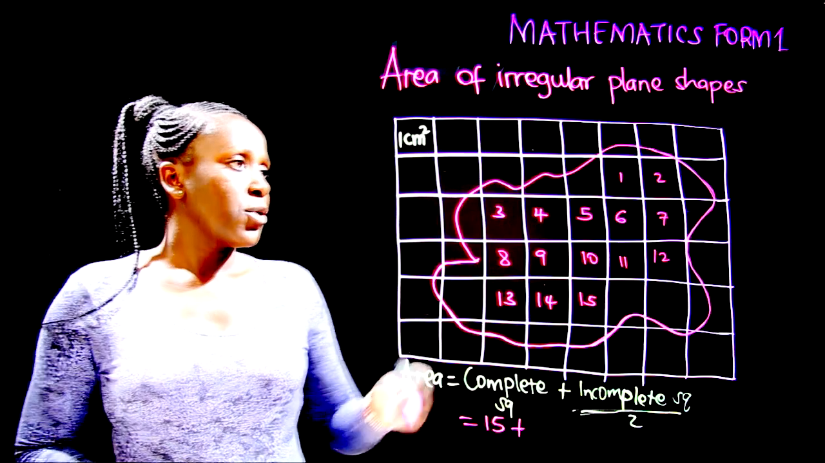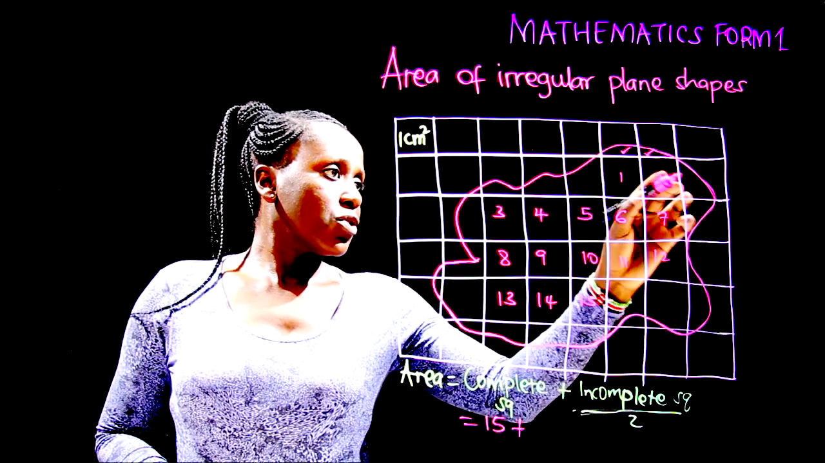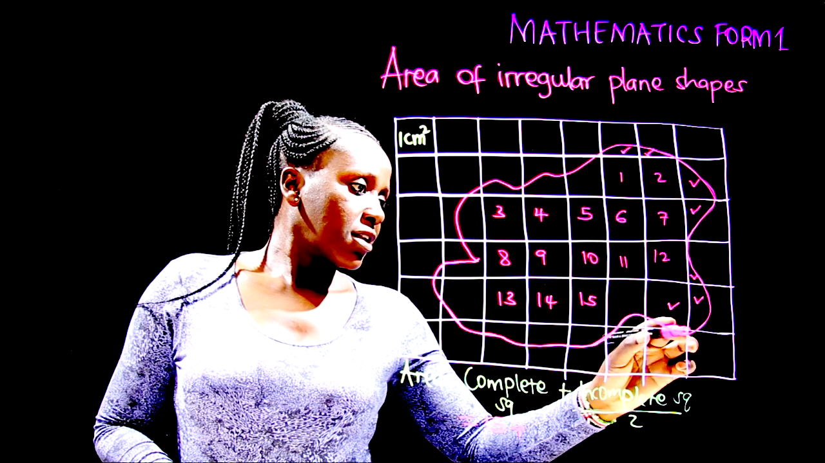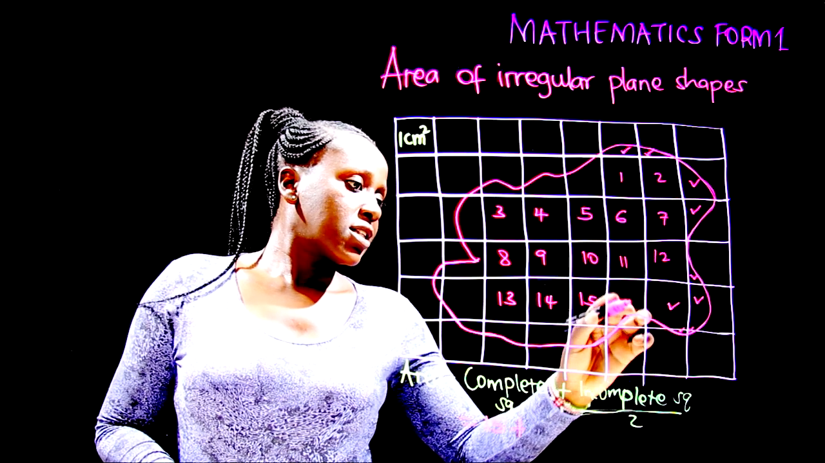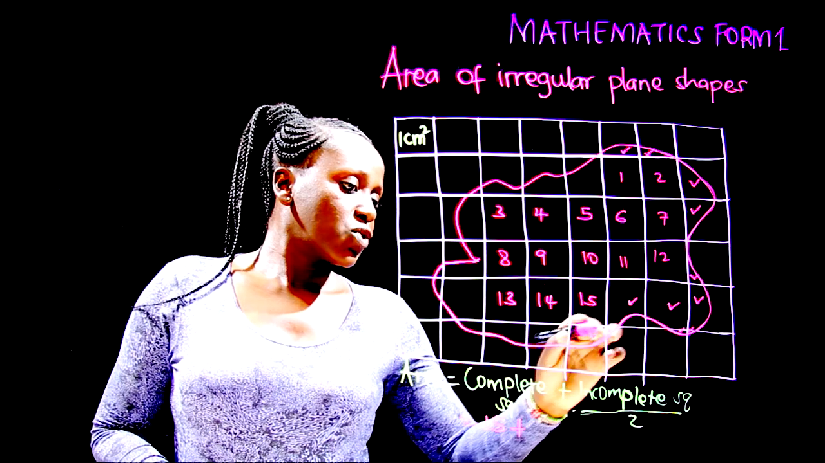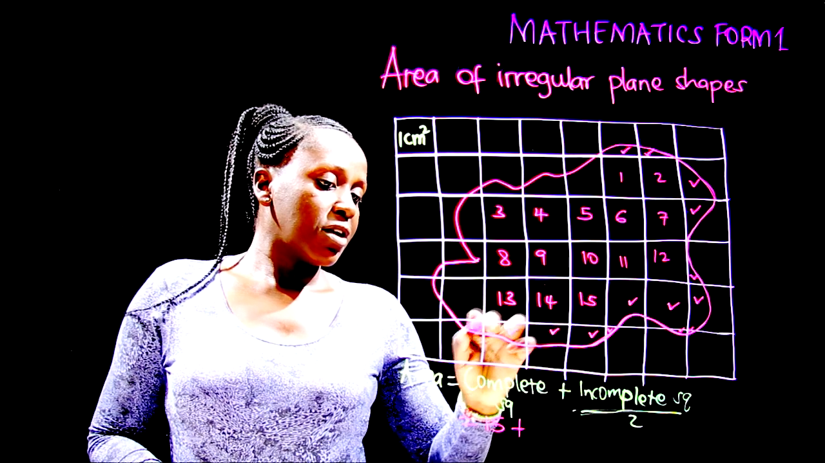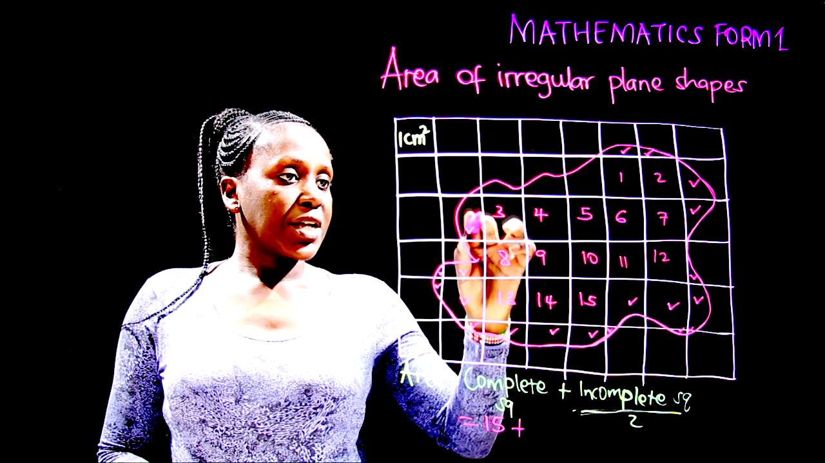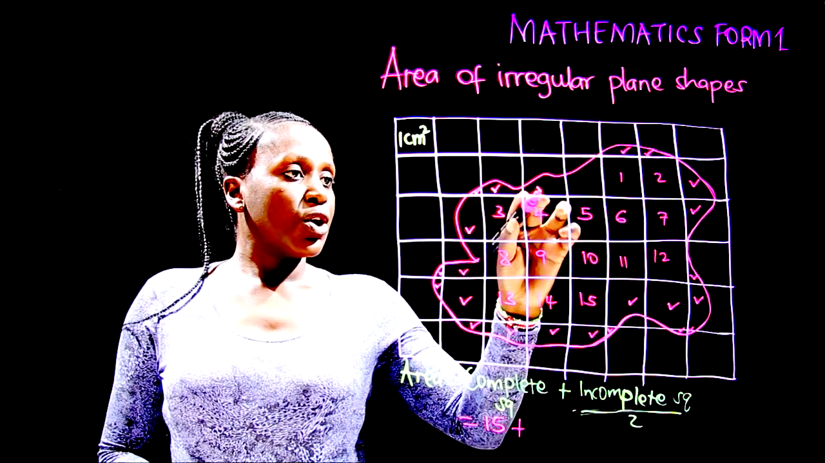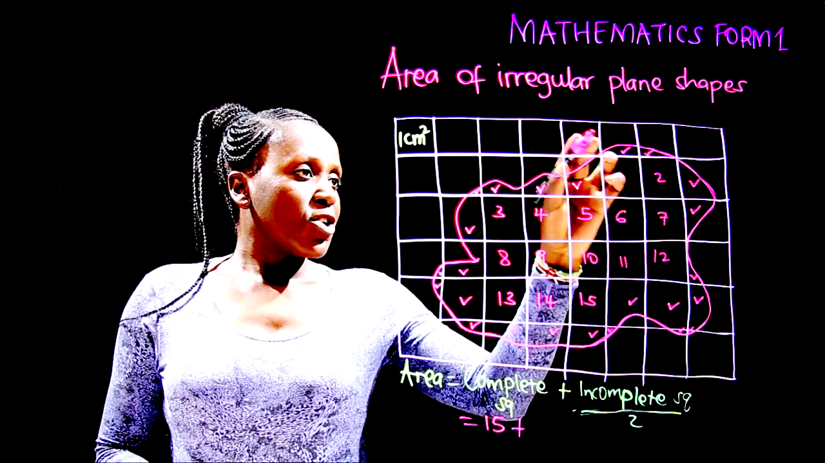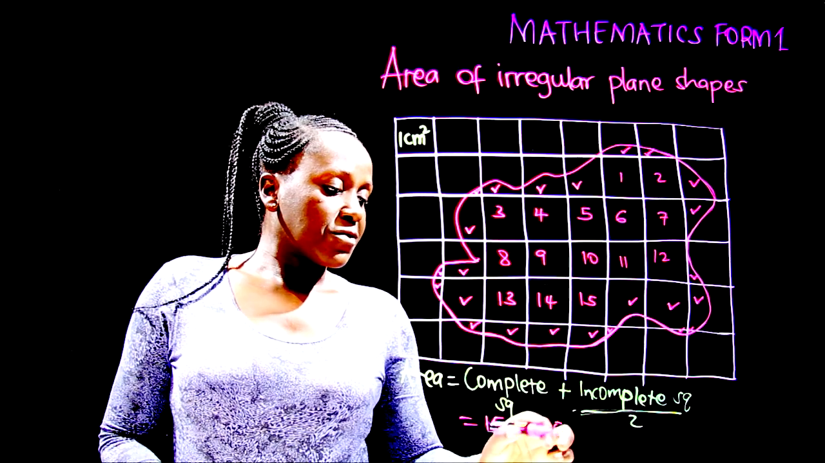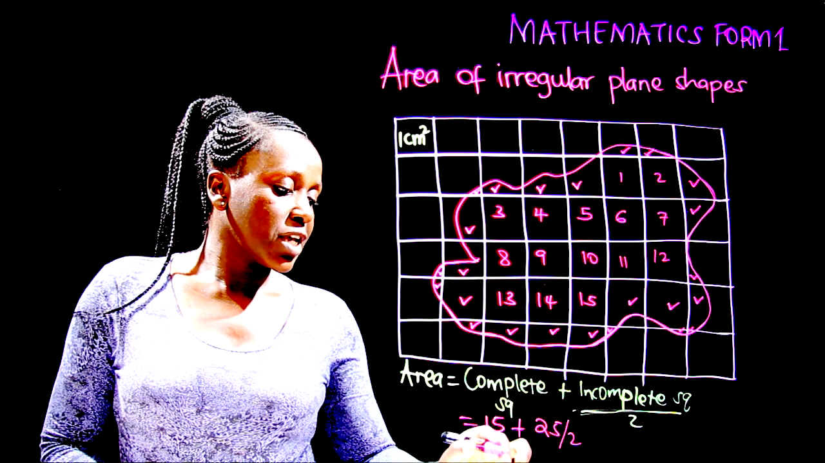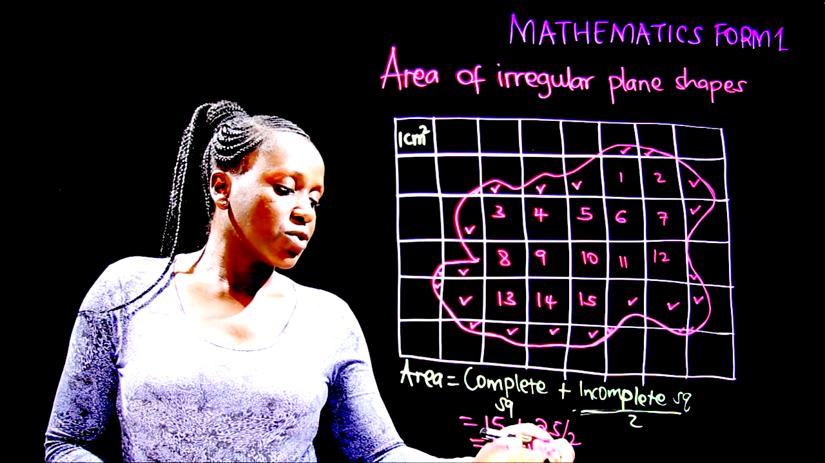So starting at the top, we have 1, 2, 3, 4, 5, 6, 7, 8, 9, 10, 11, 12, 13, 14, 15, 16, 17, 18, 19, 20, 21, 22, 23, 24, 25. So here we have 25 and then we divide it by 2. So this will be equal to 15 plus 25 by 2 is 12.5.